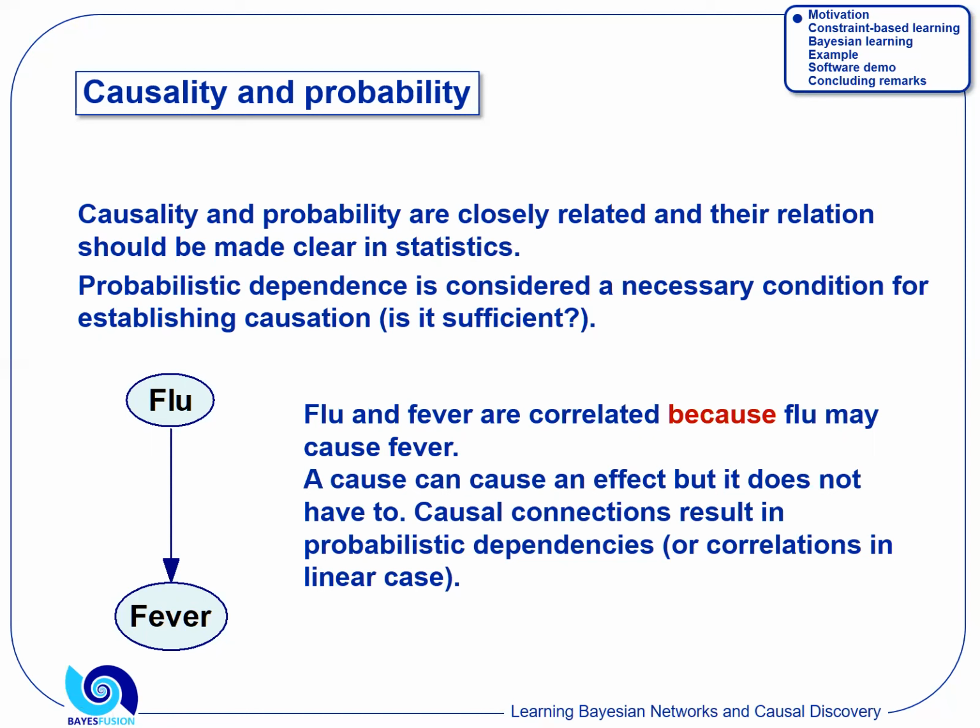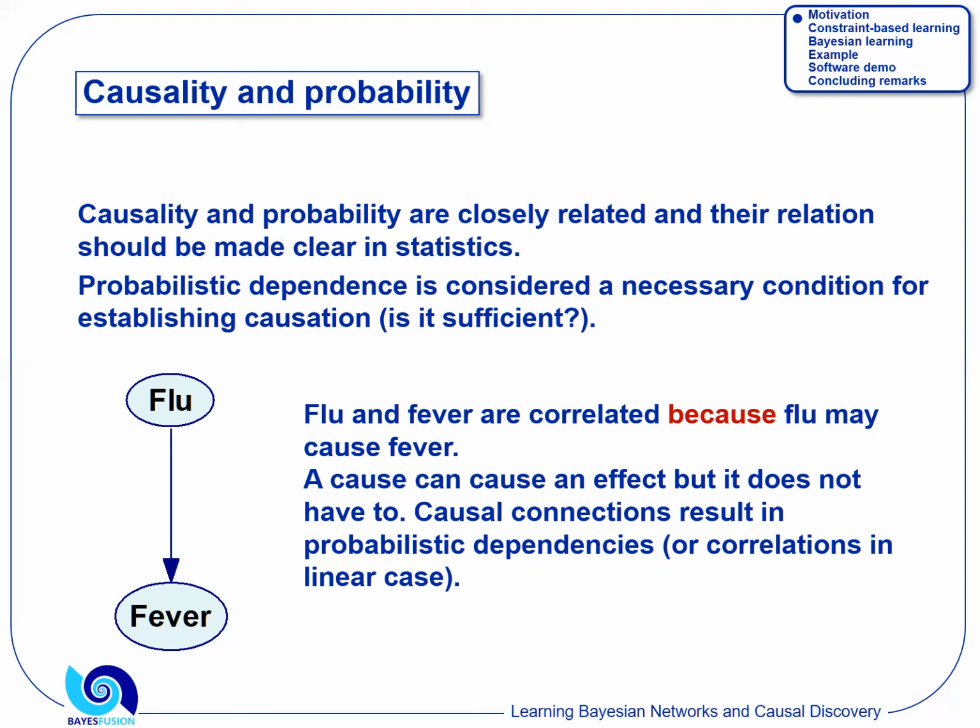The two variables will be dependent probabilistically because flu may cause fever. A cause can cause an effect, but doesn't have to. So there may be people who have flu, but don't have fever. There may be people with fever who don't have flu, because fever may be coming about because of other diseases or other things. In any case, when there is a causal connection, you will see that in terms of dependence.